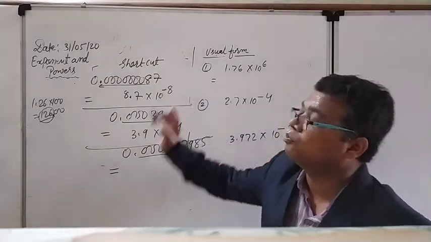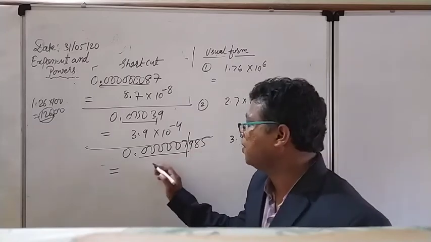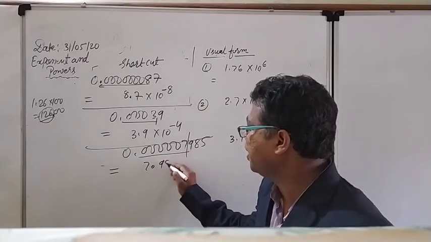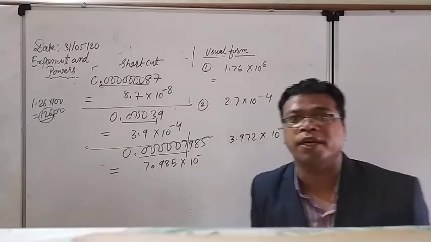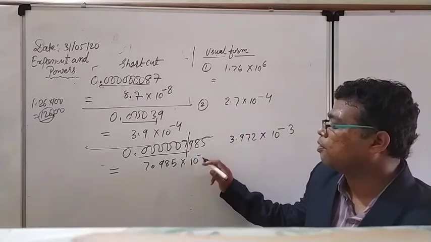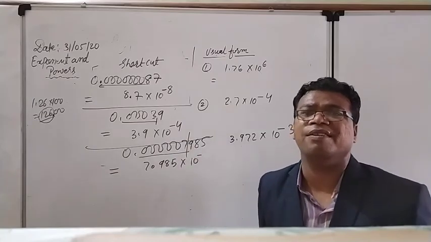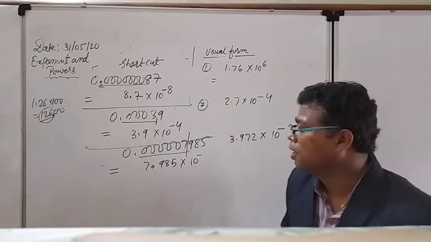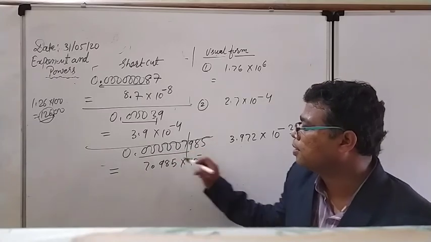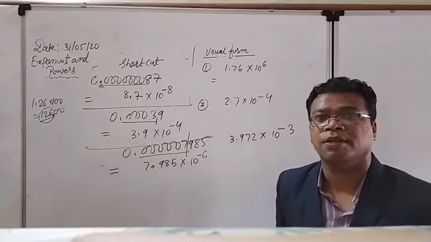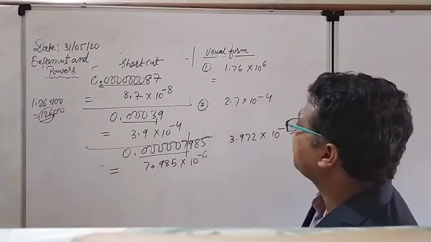Why? Because to maintain that particular range, I will write down 7.985 into 10 to the power minus, I know it because the power is coming in the form of a negative number, because this is a very small digit as compared to 1. So how many digits am I going to transfer here? 1, 2, 3, 4, 5, 6. So 10 to the power minus 6. So this is the direct shortcut method, where we need not apply the logic.